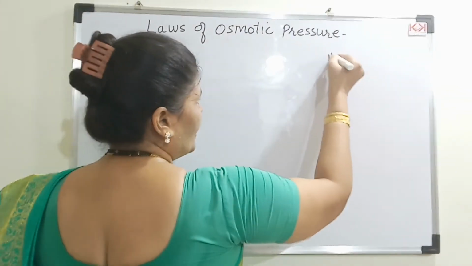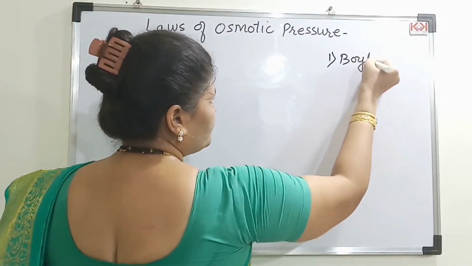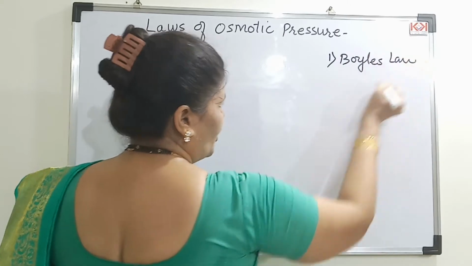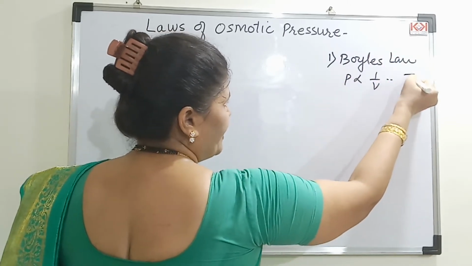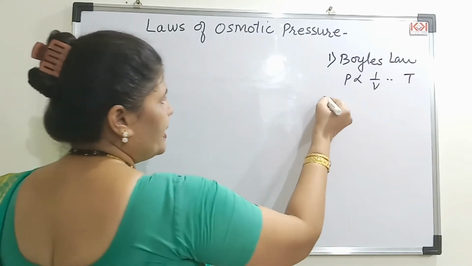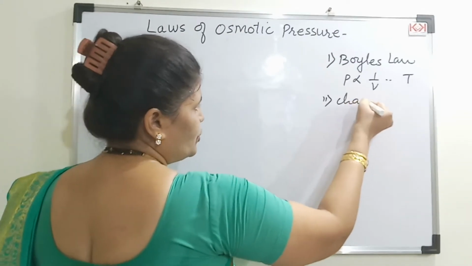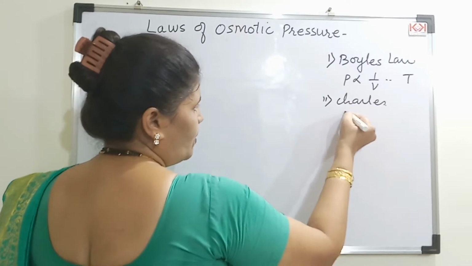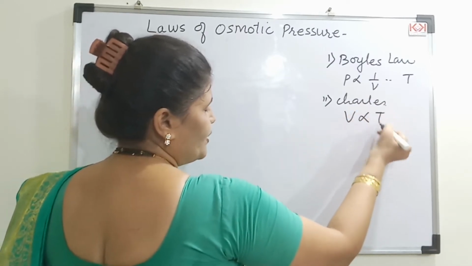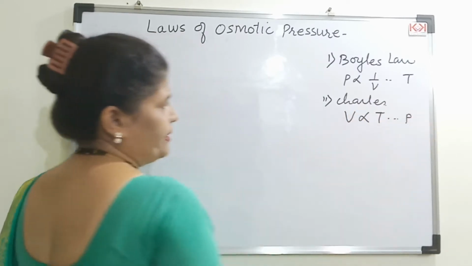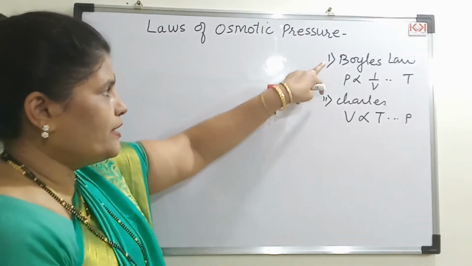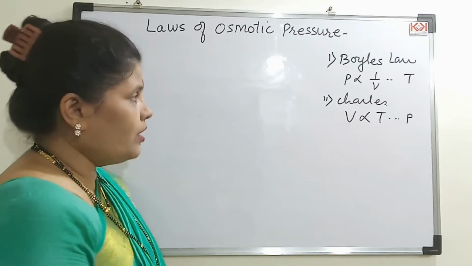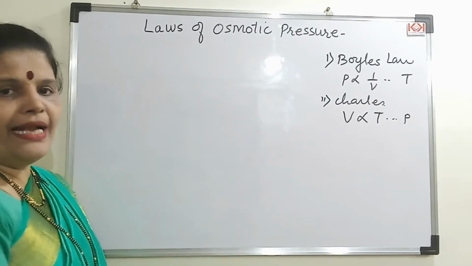The first law I'll be using is Boyle's law. You know what is Boyle's law, that pressure is inversely proportional to volume provided temperature remains constant. And the second law I will be using is Charles' law, according to which volume is directly proportional to absolute temperature at constant pressure. Now I will be using the two laws, that is Van 't Hoff-Boyle's law and Van 't Hoff-Charles' law. So let us start and see what is Van 't Hoff-Boyle's law.